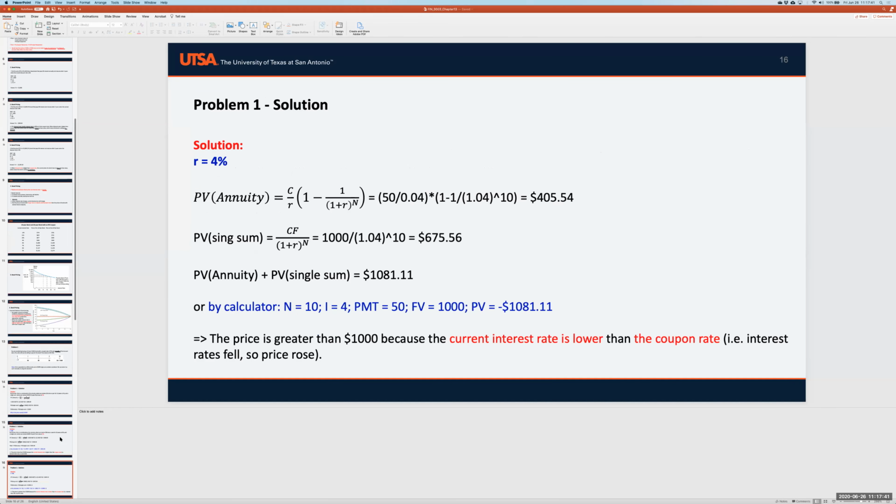Okay. So what if we have a 4% discount rate? Same calculation, everything is the same. The only thing you need to change is the interest rate, which is 4%, and you will find a different value, right? Now this is a minus sign, an outflow. You need to pay 1,081.11 in order to buy a bond which pays you $50 annually. And at the end of the 10 years, you will get the $1,000 par value. And the discount rate is 4%. So the price is greater than 1,000 because the current interest rate is lower than the coupon rate, right?